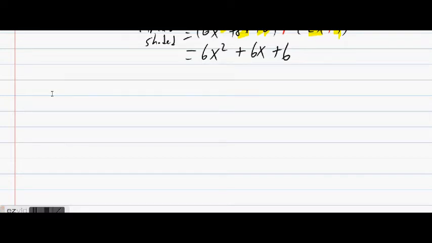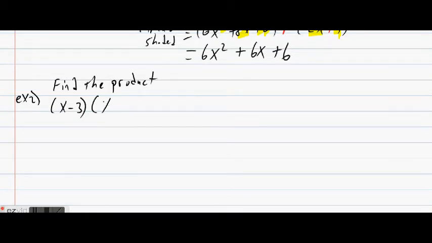Alright, so I want to try a couple of problems here. Problems are a little bit more difficult. So example 2. Find the product. Well, we've always had a binomial times a binomial. So now what happens if I have a binomial times a trinomial? A little bit tougher, but still can do it.